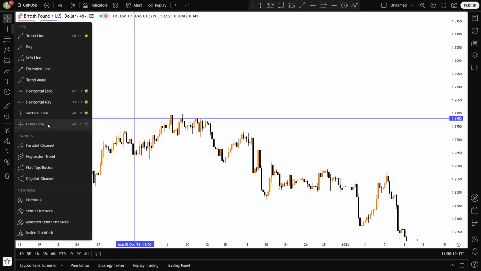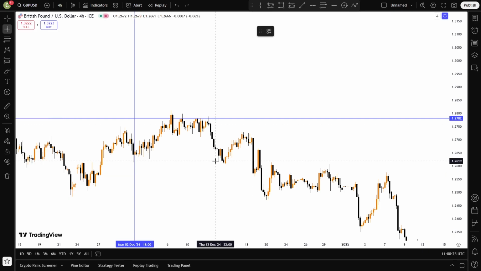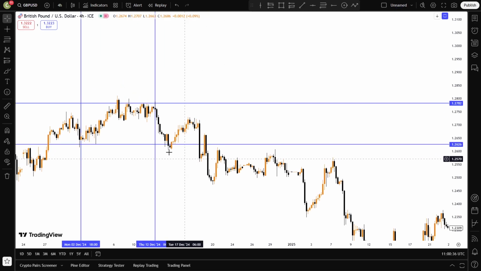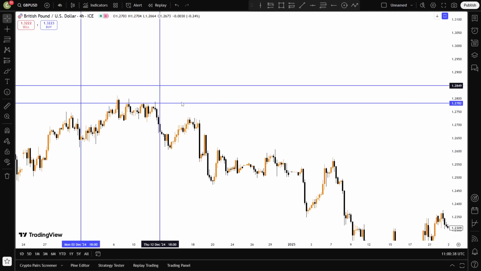Moving on to a combination of both is the cross line. The cross line combines both the horizontal and the vertical line, therefore indicating to you the date and the time as well as the price. As you can see on the screen, I can move it anywhere at all.